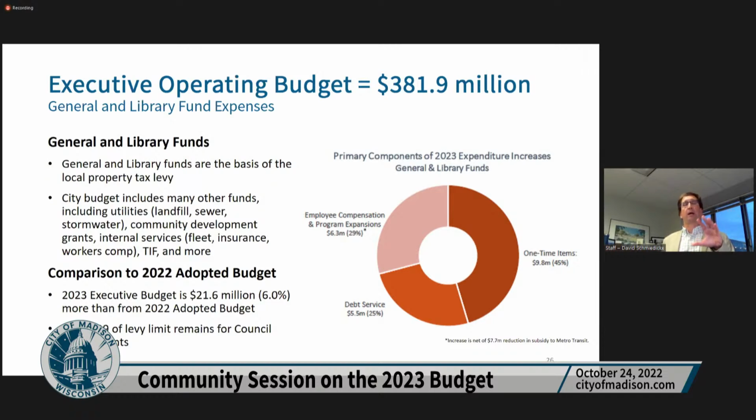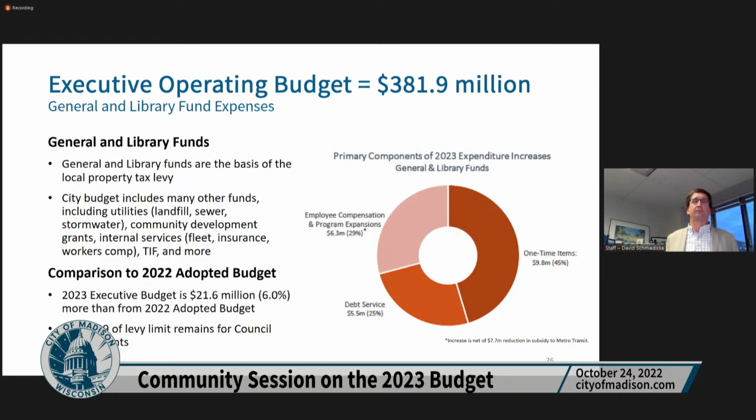And when we look at the general library fund budget, compare it to the current year budget, 2022, it's about a 6% increase, a little over $21 million. And it's in those three areas of the graph on the right-hand side of the slide. There's a little under 10 million in one-time items, and about a quarter of this increase is to pay for debt service, basically paying back the borrowing that we use to pay for capital projects such as reconstructing our streets or supporting new facilities around the city, such as new library facilities and so on. And then a little under 30% of this increase, netted with a number of different changes, are increases in employee compensation as well as program expansions. And you can see the dollar amounts there in each of those categories.